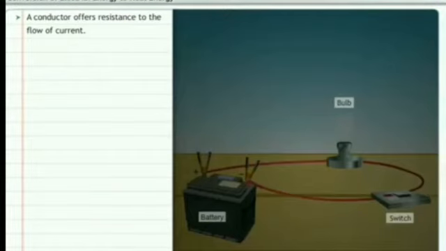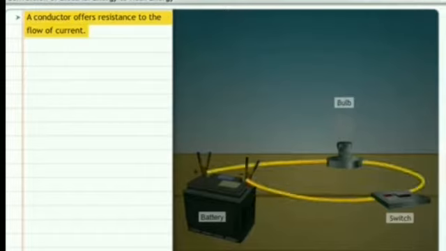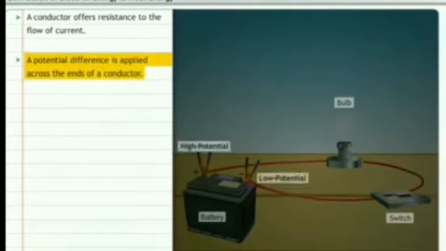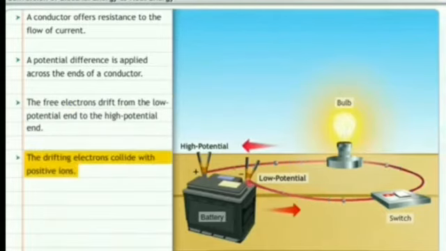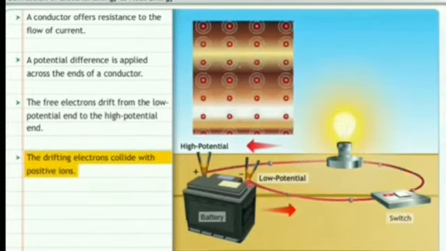Every conductor offers resistance to the flow of current. When a potential difference is applied across the ends of a conductor, the free electrons of the conductor drift from the lower potential end to the high potential end, that is from negative terminal of the battery to positive terminal. These electrons collide with positive ions that are created by the atoms which lose the electrons.